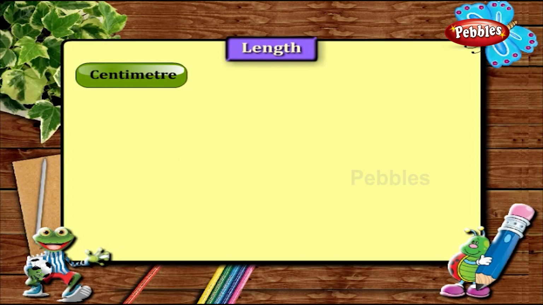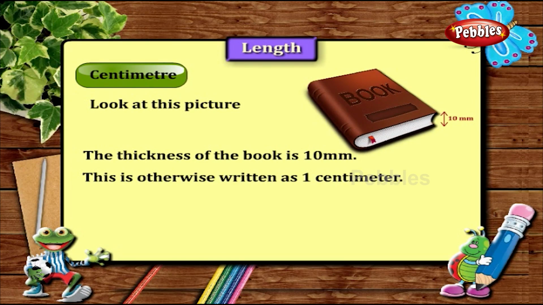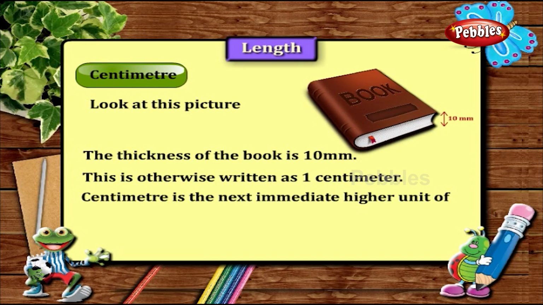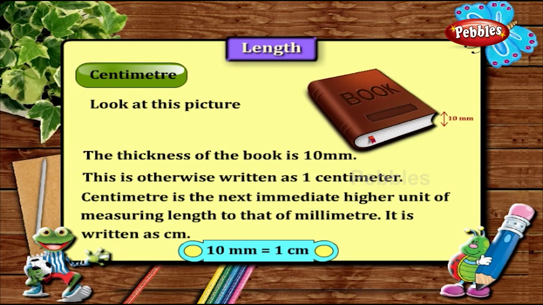Centimeter. Look at this picture. The thickness of the book is 10 mm. This is otherwise written as 1 centimeter. Centimeter is the next immediate higher unit of measuring length to that of millimeter. It is written as cm. Remember, 10 millimeters is equal to 1 centimeter.